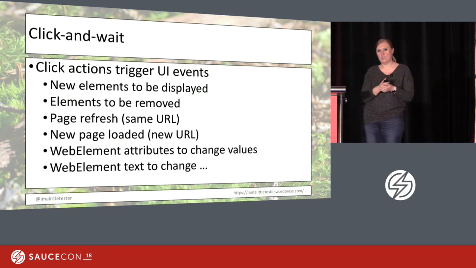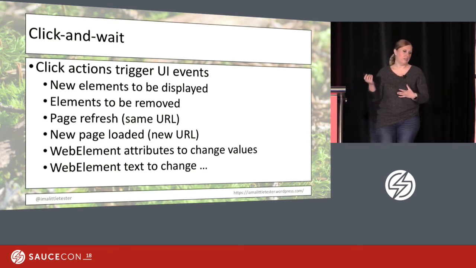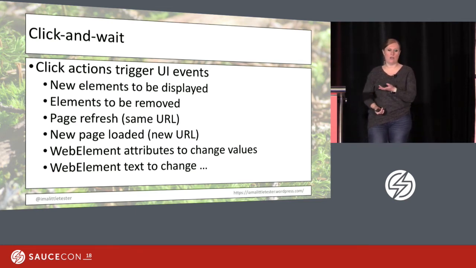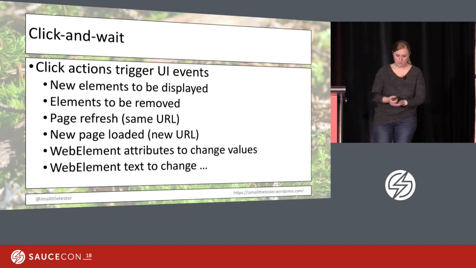In physics, we have something called action and reaction, which says that an action triggers a reaction. Click is the same thing. When you're clicking on something, you're triggering something else. So when you're clicking on a button, you could have new elements displayed on the page. You can have some elements disappearing from the page. The same page refreshes. You're redirected to another URL. So many things, right? So why not make your click methods a bit more useful and design something like click and wait? Okay? Click and wait.